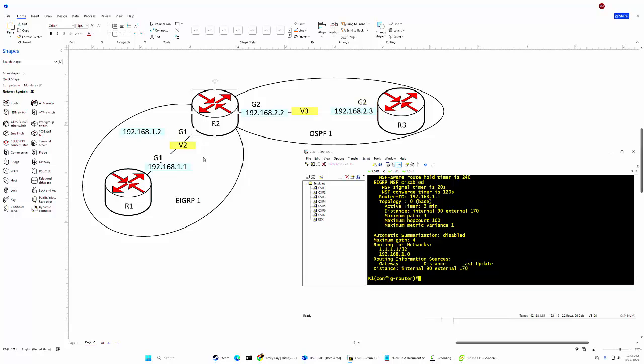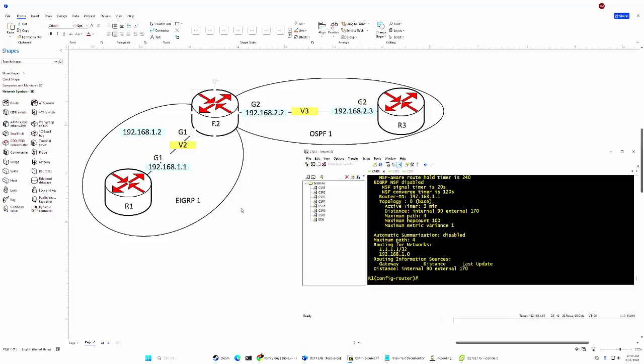Now, here's the thing. We could create a tunnel, remember our beautiful tunnels, from router 1 to router 3, and put that tunnel in OSPF area 0. Now router 1 is a part of both. But that's not the lesson here. What we want to do is take OSPF routes and inject them into EIGRP.